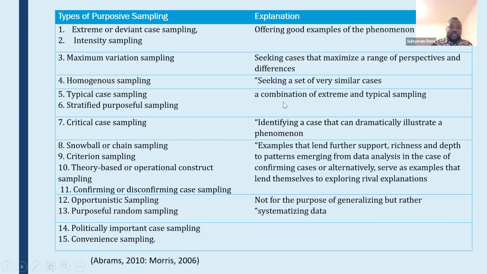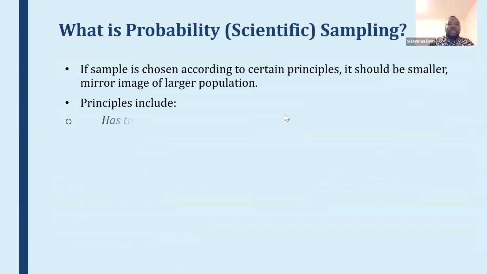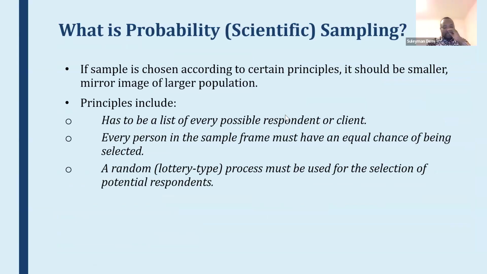So these are some examples of sampling and explanation. So for example, you can have extreme cases or deviant cases. Then the explanation here is offering a good example of the phenomenon being studied. So these are just information that you can look at later on. Now let's look at probability sampling. So probability sampling basically means that you want to give each individual, or each item in the population, an equal chance of being represented, right?